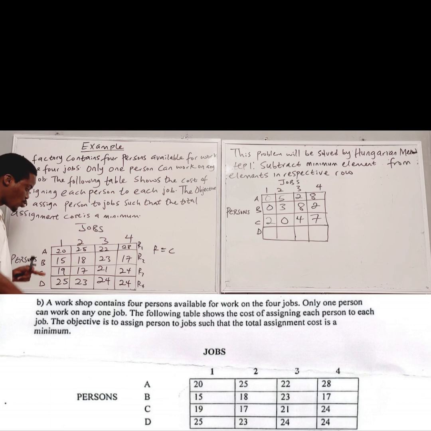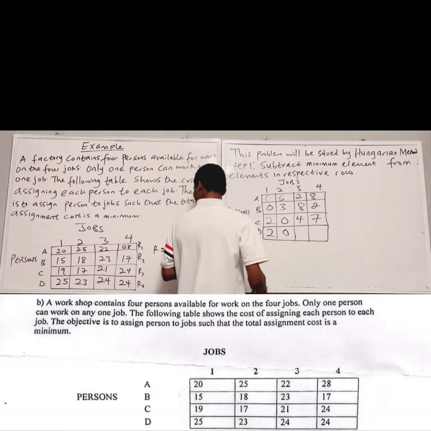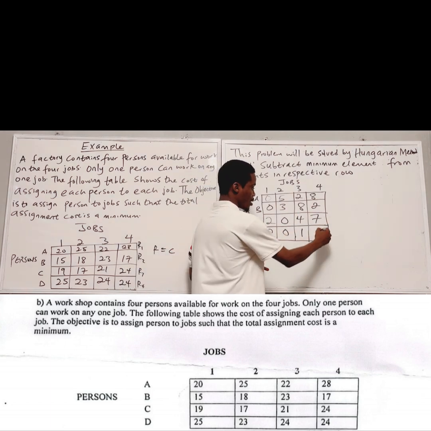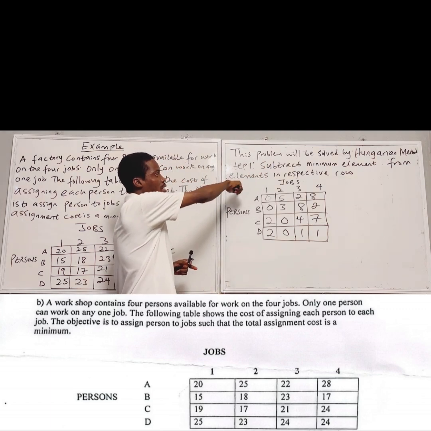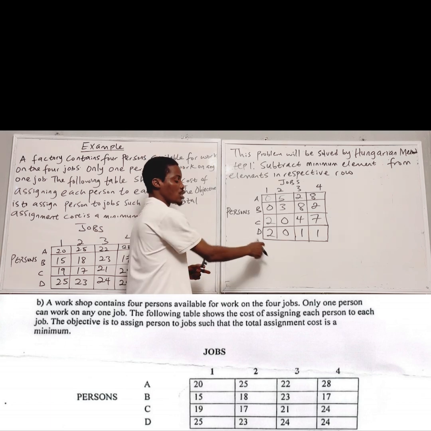So I will consider my last row. The least element here is 23. 25 minus 23, I'm going to have 2. 23 minus 23, I'm going to have 0. And 24 minus 23, I'm going to have 1. I've subtracted the minimum elements from the elements in the respective rows. So this is what I got.